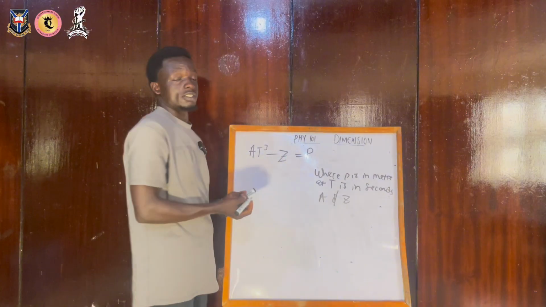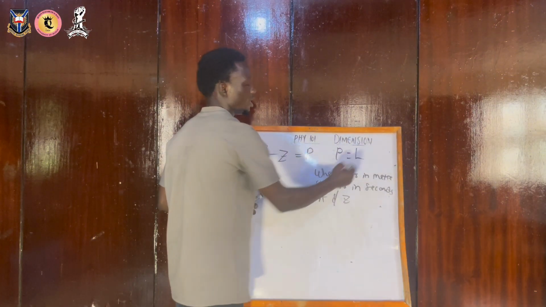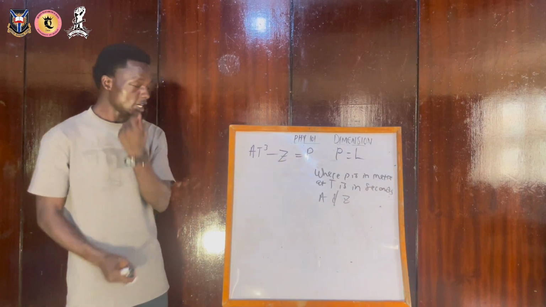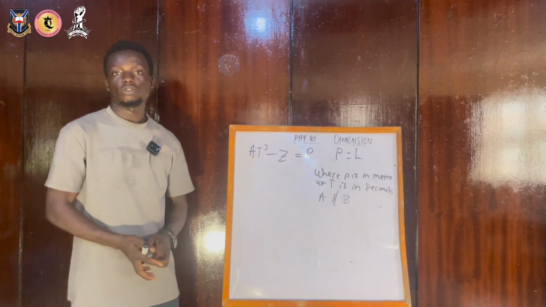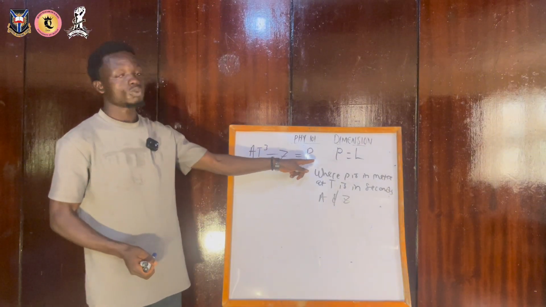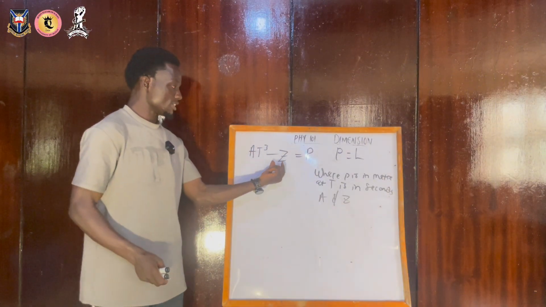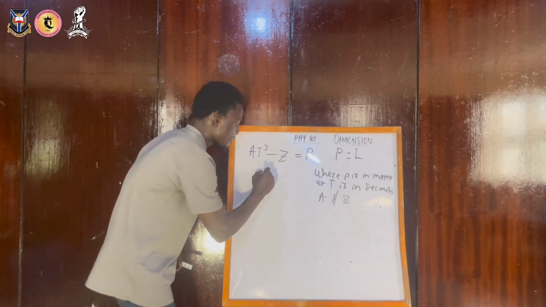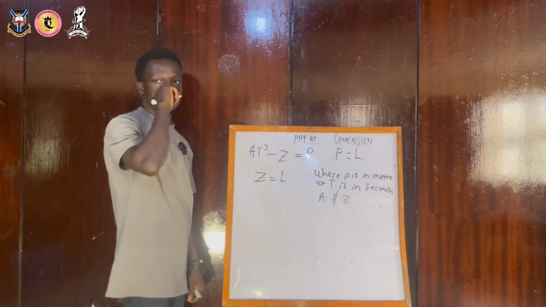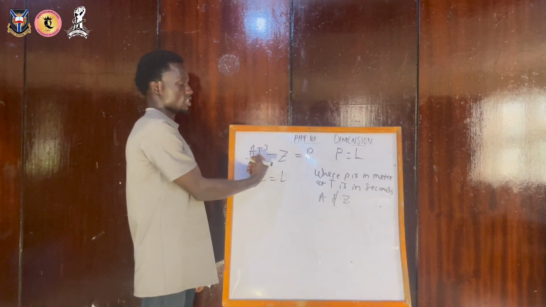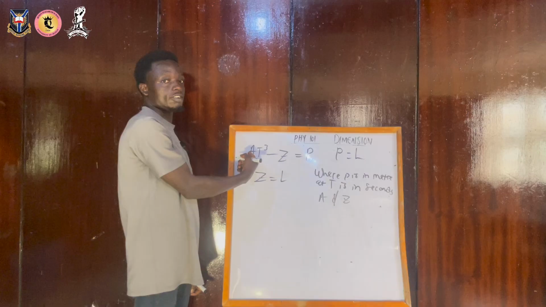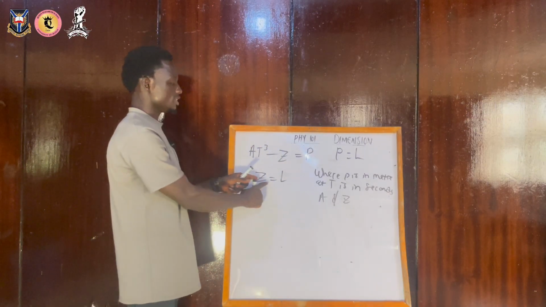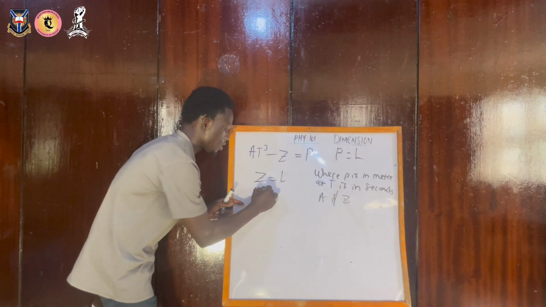Now, since our p is in meter, that means p has a dimension of L. And subtracting this z from at cube, that means z and at cube also have the same dimension. And for them to be equal to p, that means at cube and z also have the same dimension as p. And since our p has a dimension of L, that means z also has a dimension of L. And since we are subtracting z from at cube, at cube and z themselves have equal dimension. So if z equals L, that means at cube as well will be L.